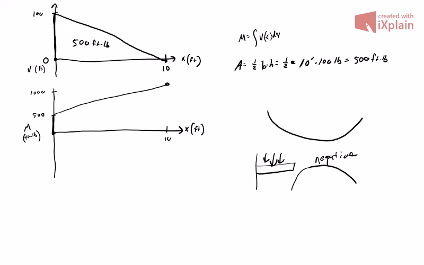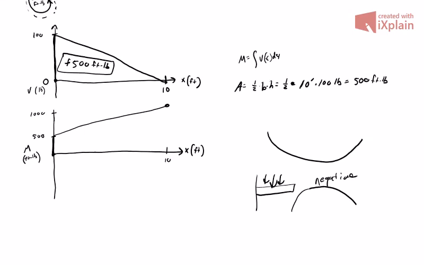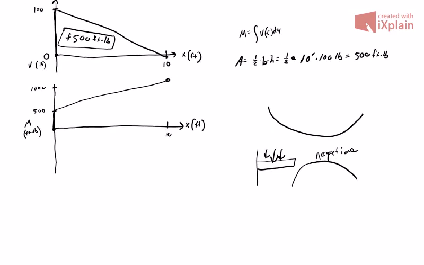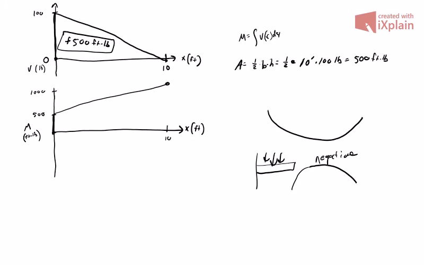Okay, so what does this mean for us when we're actually drawing shear and moment diagrams? So if you look at your shear diagram, your shear is positive across this entire beam. So if you do the integral of shear, you're going to get a positive 500 foot-pounds. So the only way for moment to start and end at 0 is if when you do that moment at the wall, you make that a negative 500 foot-pounds on your moment diagram.